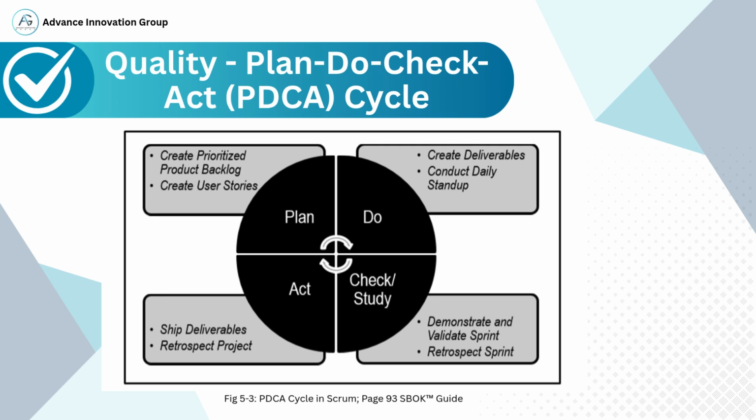Check, or Study. At the end of the sprint, the team demonstrates and validates the sprint outcome during the sprint review, followed by the sprint retrospective to study what went well and what didn't. Act. Based on insights from retrospectives, the team acts by implementing improvements and then ships deliverables that meet expectations. This cycle ensures that quality is continuously built into the product instead of being inspected in at the end.